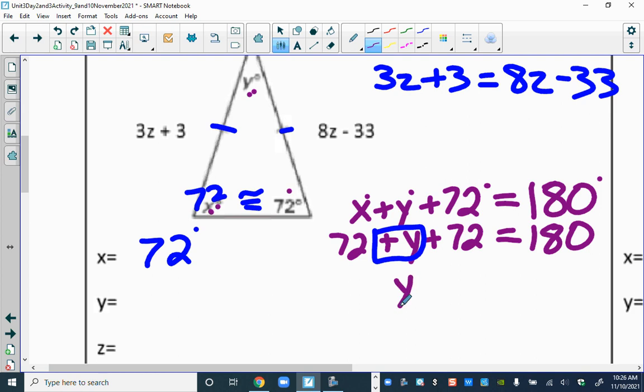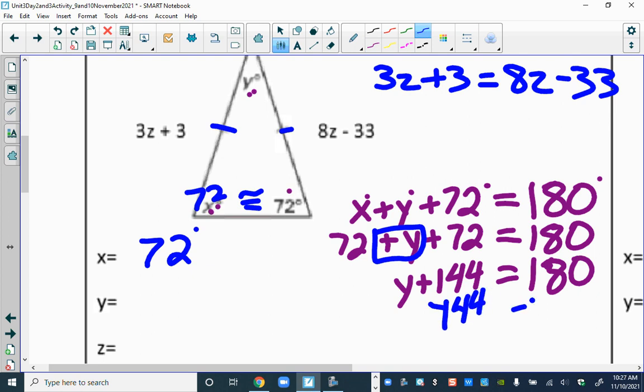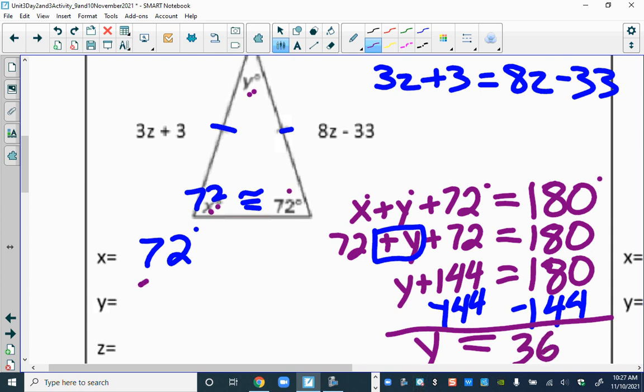So you get y plus 72 plus 72, which is 144, equals 180. And then minus 144, y is 36. So we have our angles now. Z. That's going to be one of those.